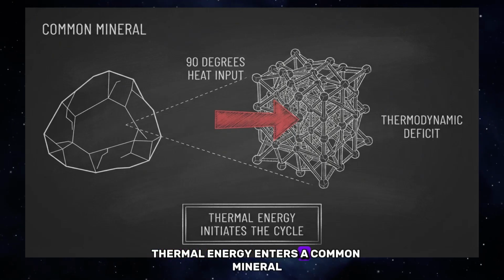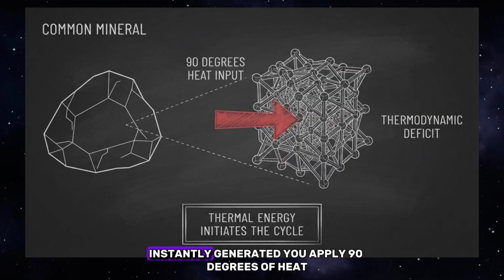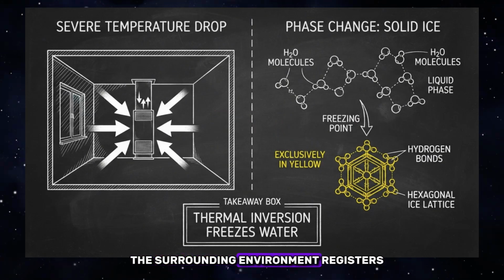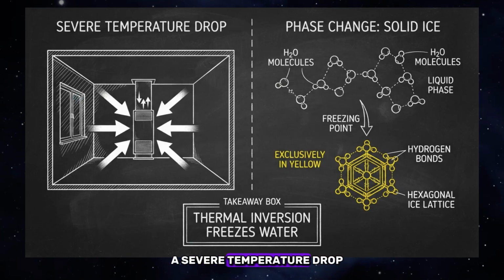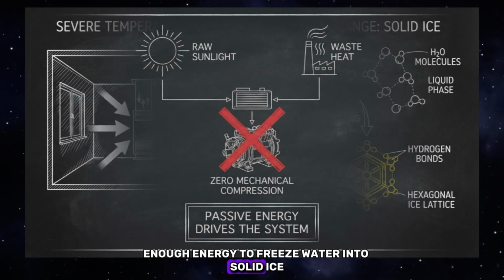Thermal energy enters a common mineral. A localized thermodynamic deficit is instantly generated. You apply 90 degrees of heat. The surrounding environment registers a severe temperature drop. The thermal inversion extracts enough energy to freeze water into solid ice.